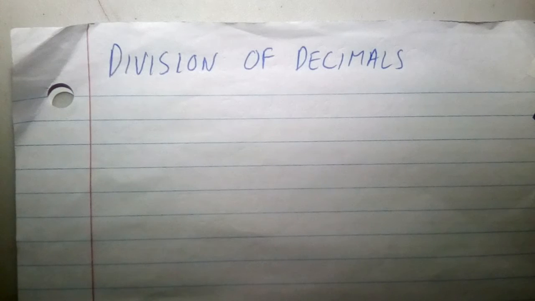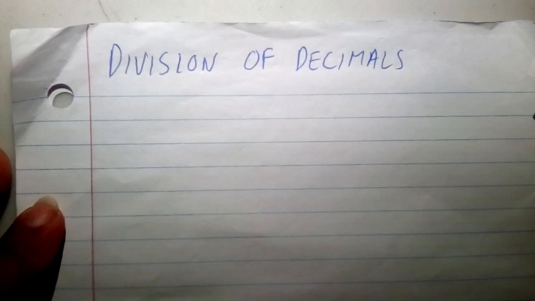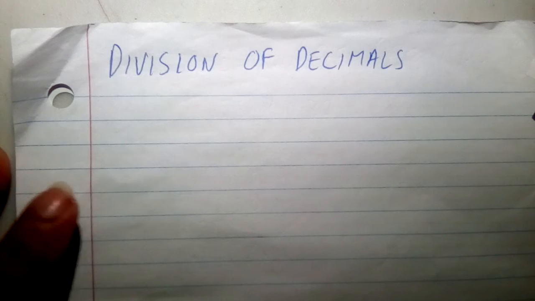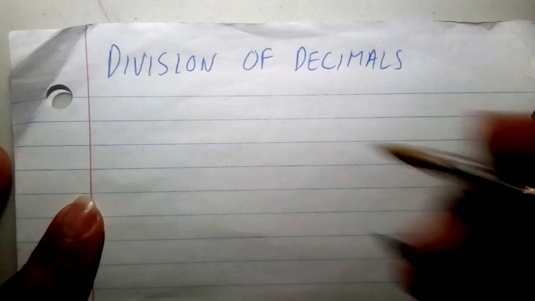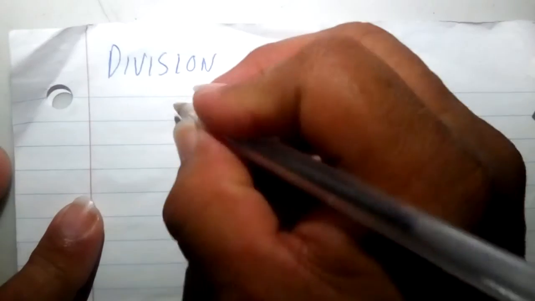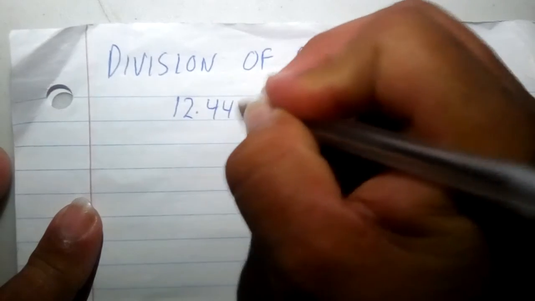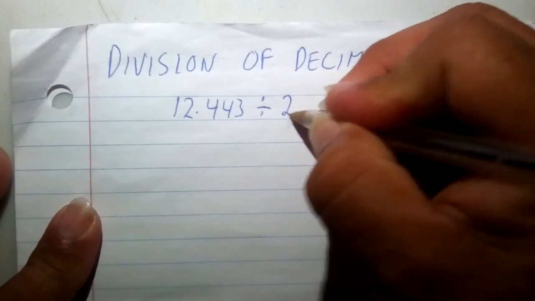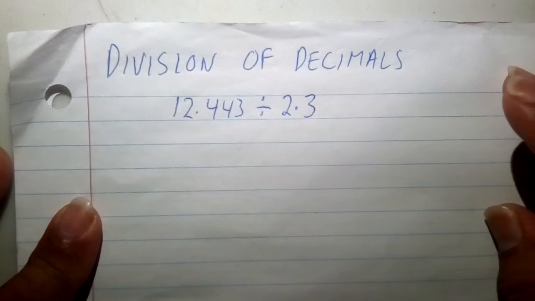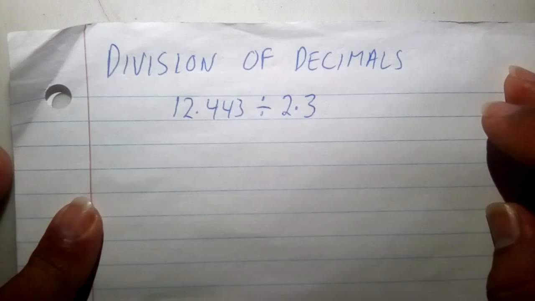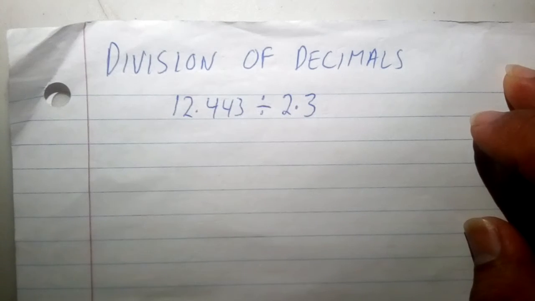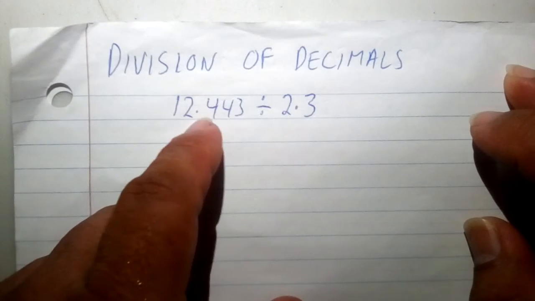Okay, for the division of decimals, how do we go about dividing decimals? We have just seen multiplication of decimals. So let me give you a number to divide by another number, and I'm going to be using long decimals. So I'm going to have now 12.443 divided by 2.3.